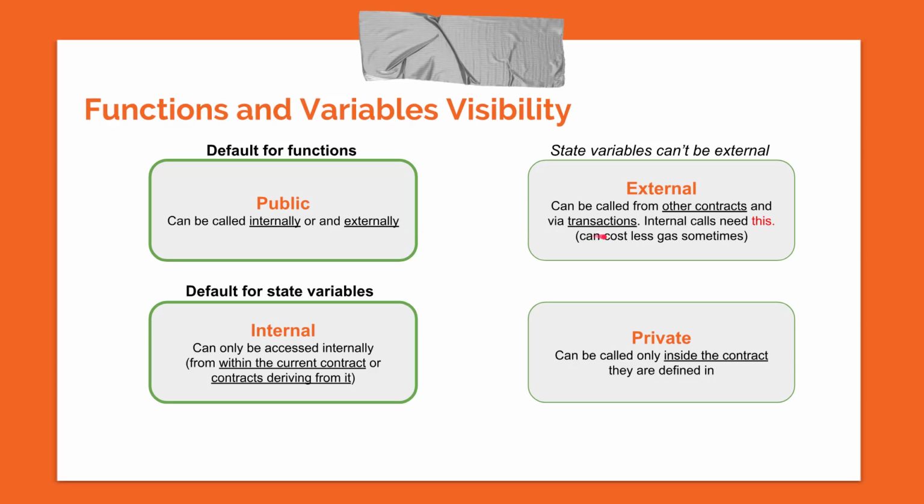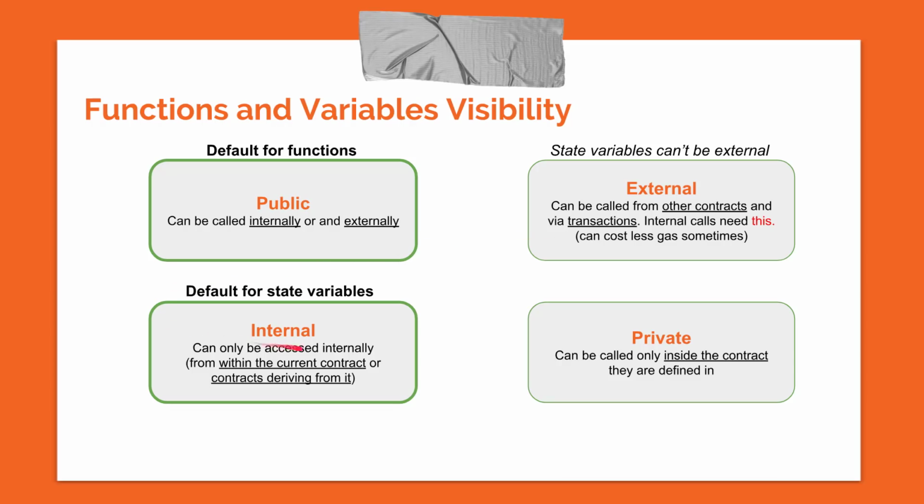The external keyword works almost the same. However, when you try to call the functions internally, from within the contract or from another function in the contract, you will need to add this dot in front of the function name in order to access it. This might seem a little inconvenient, however, external functions can cost less gas sometimes, because they are more efficient when they receive large arrays of data.